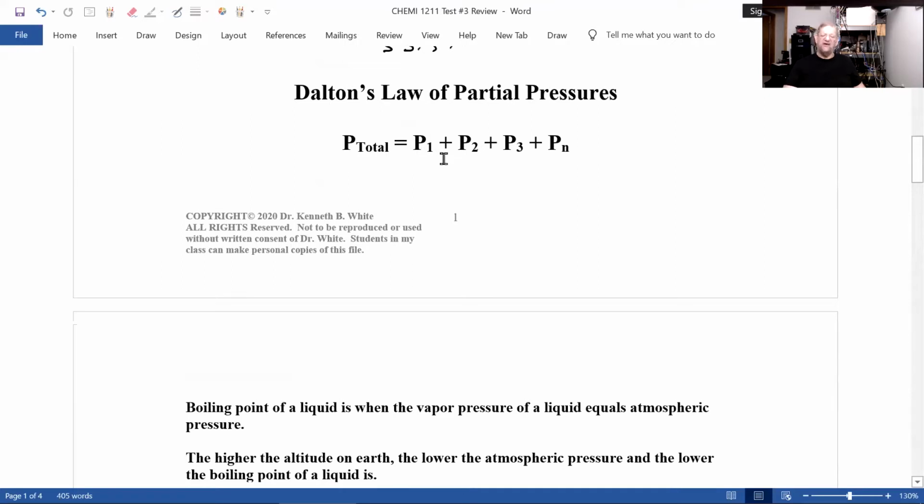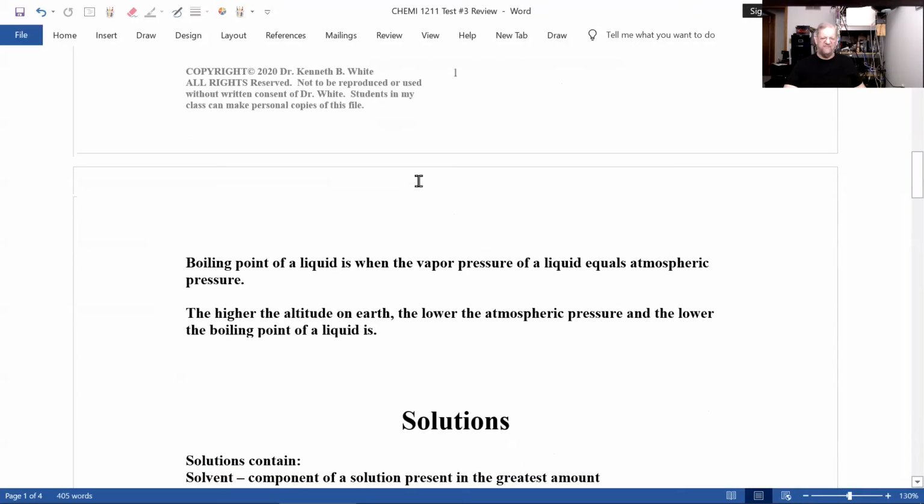Finally, in terms of laws, Dalton's law of partial pressures: the total pressure equals the sum of the partial pressures of each gas, and the partial pressure is the pressure the gas would exert if it were alone and not in the mixture. And we went through problems there.